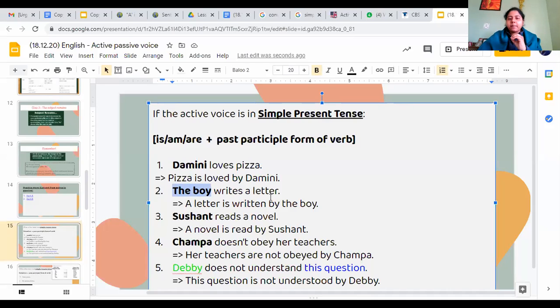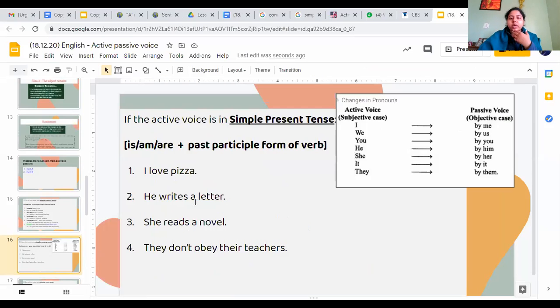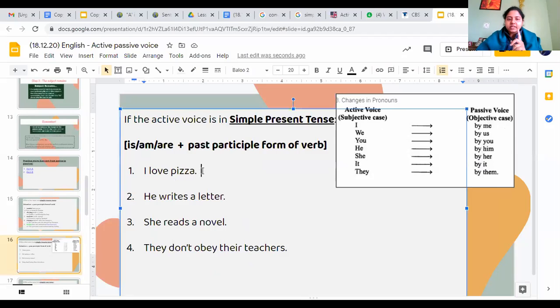Just now, what were we doing? By Damini. Damini remains the same. By the boy. Again, the boy remains the same. By Sushant. Sushant remains the same. But if there is a pronoun, then it will change differently. Okay? On your screen, on the right hand corner, you can see how we will change it. If the subject is I, it will become by me. If it is we, it will become by us. You remains you. He by him, she by her, it by it, and they by them. So you'll practice this a little bit.